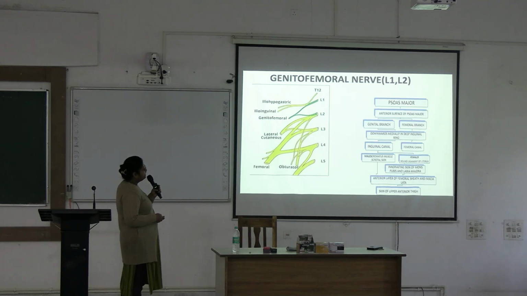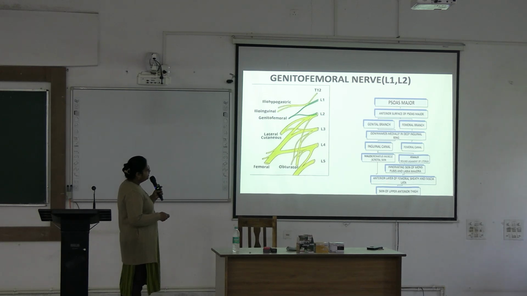They pass downward and medially to the deep inguinal ring. This genital branch passes into the deep inguinal ring. The femoral branch passes through the femoral canal, okay, femoral sheath, the lateral compartment of the femoral sheath. And this genital branch then passes through the inguinal canal. Okay, in males, it supplies the cremasteric muscles and scrotal skin, and the anterior layer of the femoral sheath, fossa lata, skin of upper anterior thigh. It is supplied by the femoral branch.